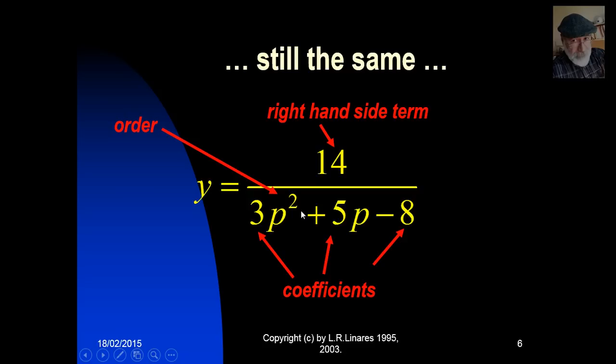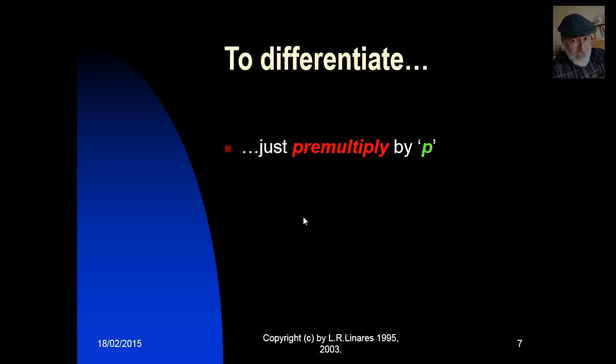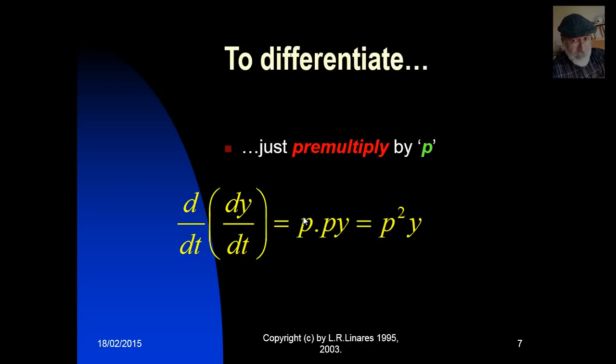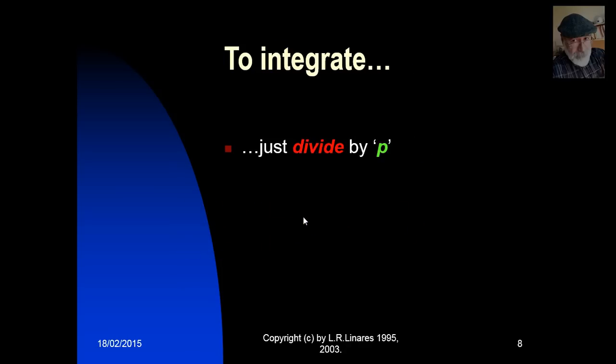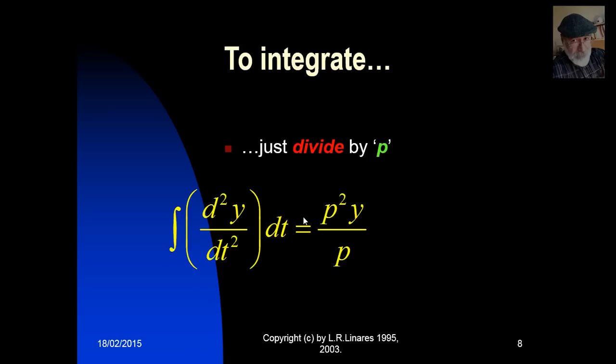Observe, this is only another way of writing the same differential equation, but one that will be extremely convenient to us electrical engineers when we find a differential equation in a circuit. To differentiate then, we just pre-multiply by p like this. The derivative of the derivative of y, that is just p of y, that is p squared y. And to integrate, we just divide by p. So the integral of the second derivative of y, that is just 1 over p, that multiplies p squared y, and that is py. That is the first derivative of y with respect to time.